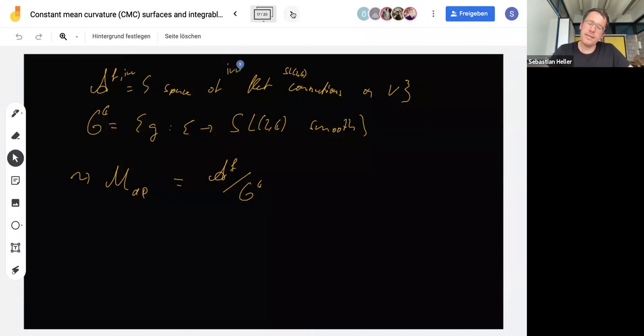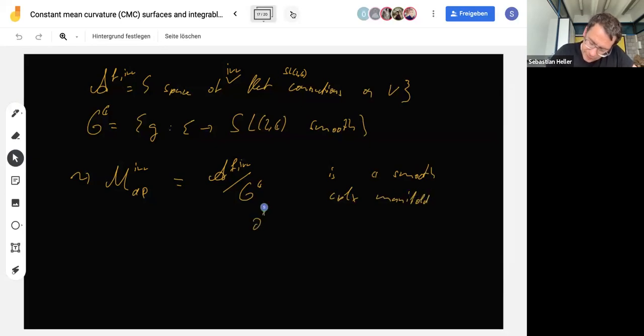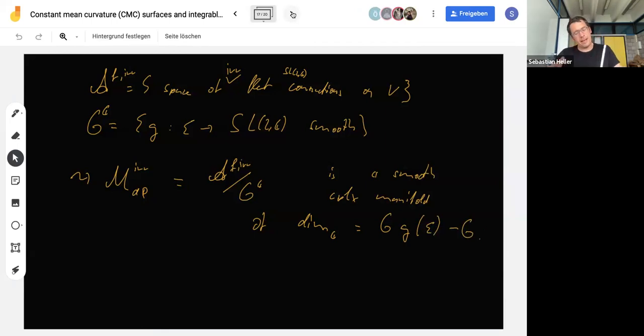So if we have this additional condition on the flat connections, then we get that this space is a smooth complex manifold of complex dimension 6 times the genus of our compact Riemann surface sigma minus 6 in the case of SL2C bundles. It's a finite dimensional space.